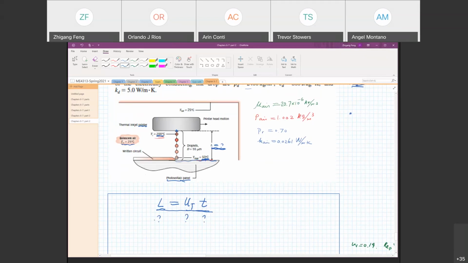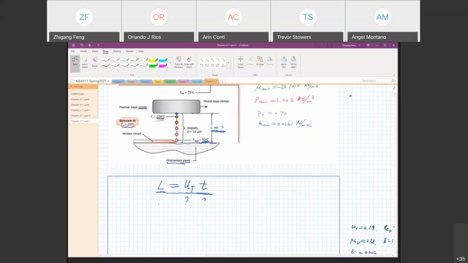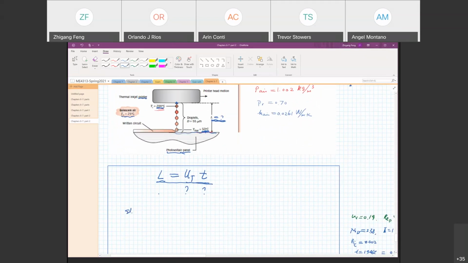So the first thing we need to do is to find the terminal velocity. So that's step one. Find u sub t. That can be done based on the force balance. Now this part belongs to fluid mechanics. I assume you know how to find the terminal velocity. So that's one question we need to answer: what's the terminal velocity of the droplet?